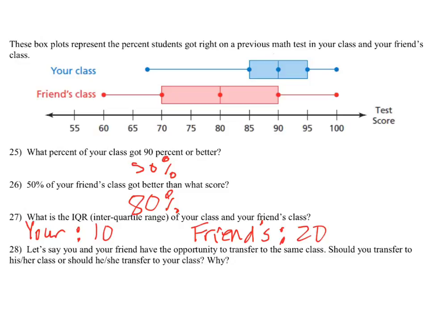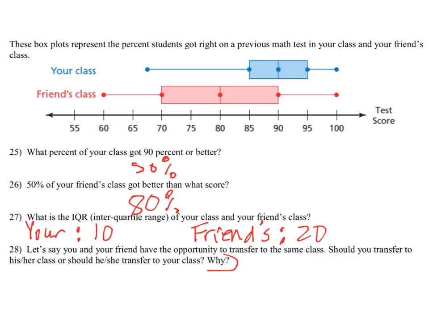So there you go. Let's say you and your friend had the opportunity to transfer to the same class. Would you transfer to your friend's class, or he or she transfer to your class? Well, you got to look at these and just decide what you want. Because if you assume you want to get better scores, your class is getting better scores. If you look at it, you got more higher scores for your class. A greater percentage of your class is getting higher scores than your friend's. He or she has more lower scores. And so if you're going for better, you want to go to your class.